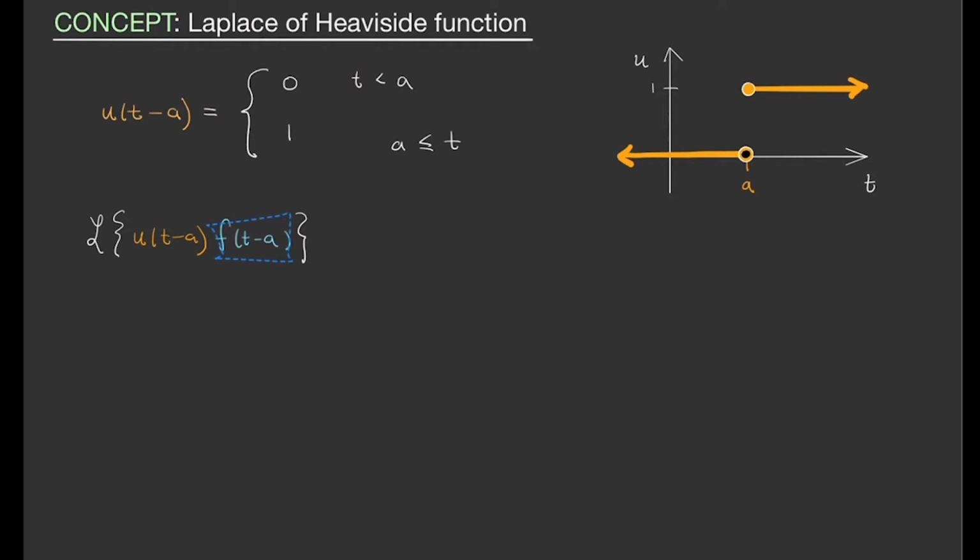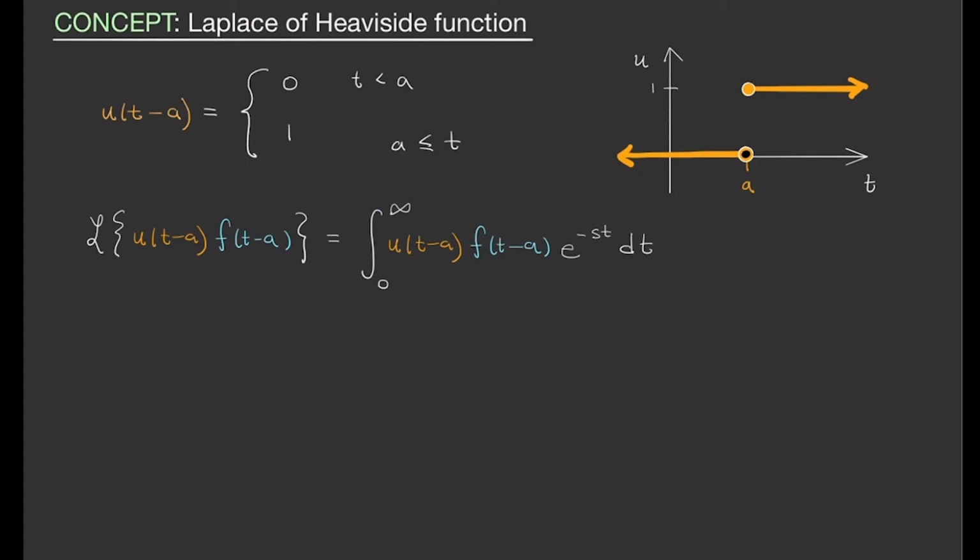Now if we want to take the Laplace transform of, let's say, a Heaviside function times a function that is already shifted by a, let's see what that looks like. By the definition of the Laplace transform, what we have is exactly this expression, this function, times e to the negative st, and we integrate that with respect to t from 0 out to infinity.